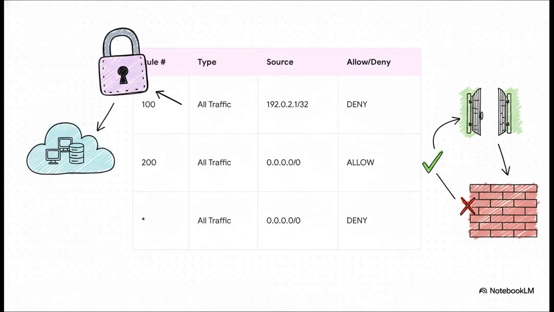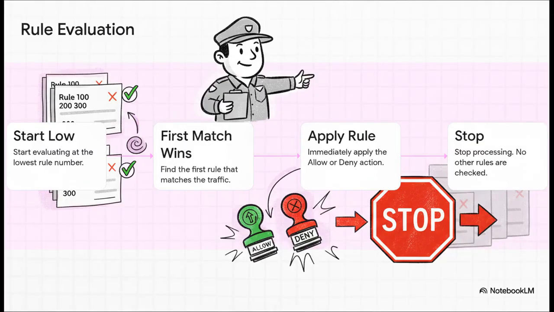And this is what that rulebook kind of looks like in real life. It's just a simple table with a few really important columns. You've got a rule number, the type of traffic it applies to, where it's coming from, and then, of course, the big decision, allow or deny. This structure is the key to everything. And the way the guard reads these rules is so important. It always starts with the lowest rule number, maybe rule 100, and it checks if the traffic matches that rule. If it does, boom, that rule gets applied, whether it's allow or deny, and the process stops cold. The guard doesn't even look at any of the other rules. The first match wins, period.